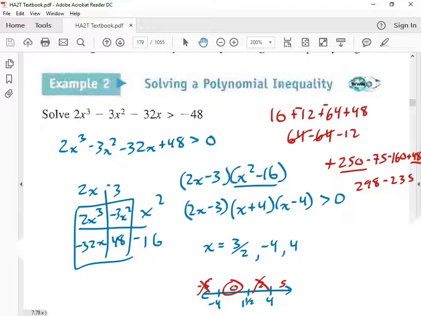So it works. We have two intervals that work. We have the interval between negative 4 and 1 and 1/2, so negative 4 to 1 and 1/2, or 3/2. And then we're going to combine that with 4 to positive infinity. So that's my answer.